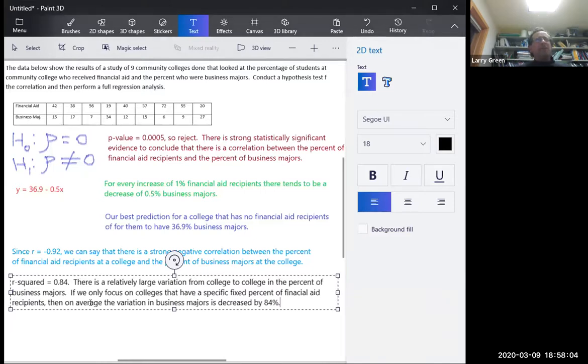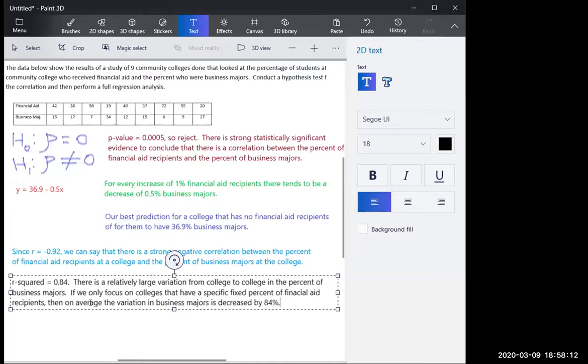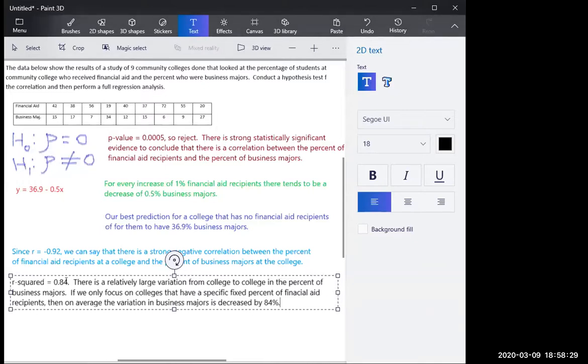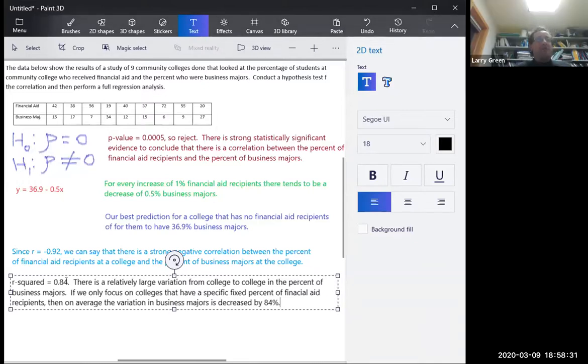So any questions on this idea? Any questions? I'm not sure how I would be able to tell that it was decreased by 84%. Okay, so the first thing is the calculator gave us a 0.84. You okay with that? Yes. The second is if you want to turn it to a percent, you move the decimal over 2.